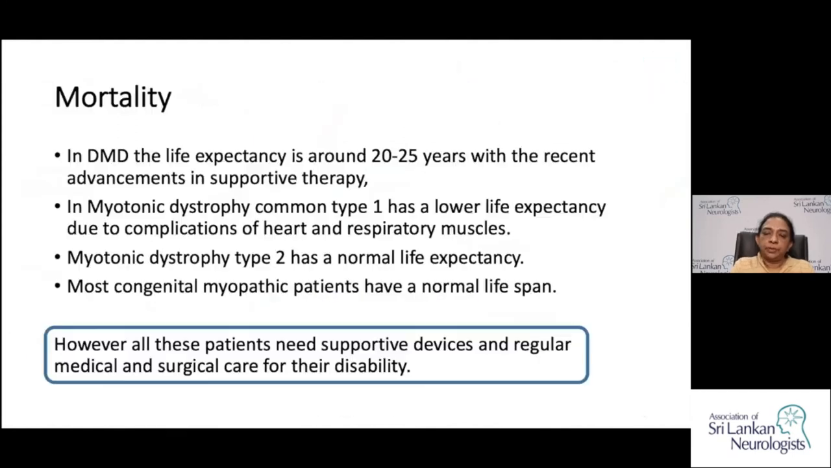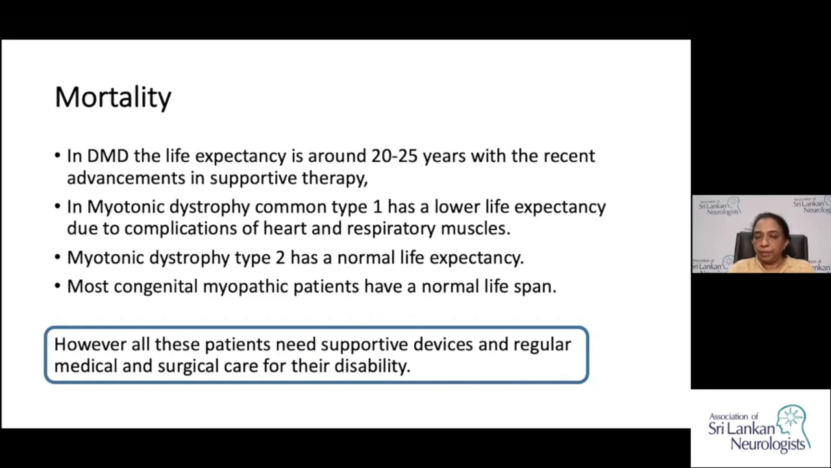So what about the prognosis? We know that in Duchenne muscular dystrophy, about 20 years back, the life expectancy was earlier, in the second decade, and they probably passed away due to cardiac and respiratory complications. But now it's up to about 25 years or even more with the recent advancements in supportive therapy, especially with respiratory support.